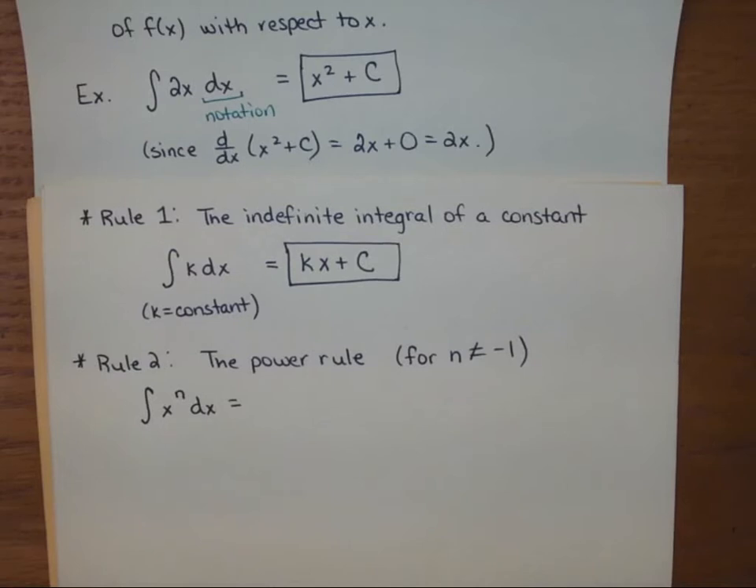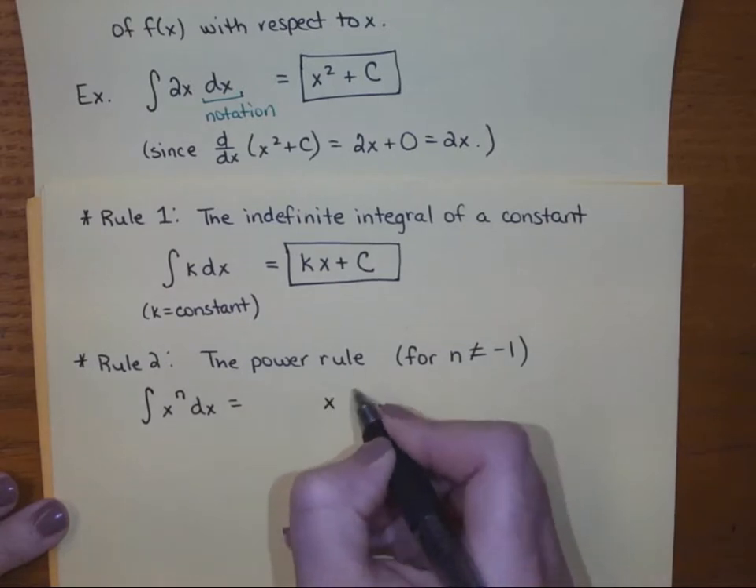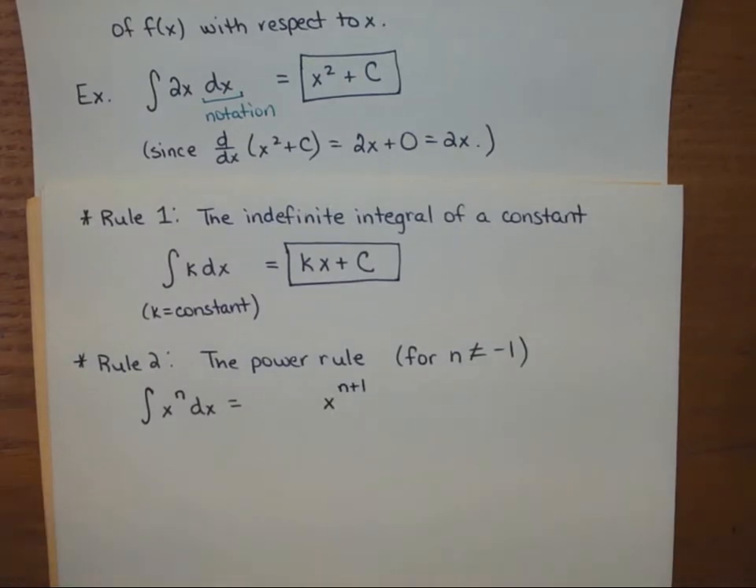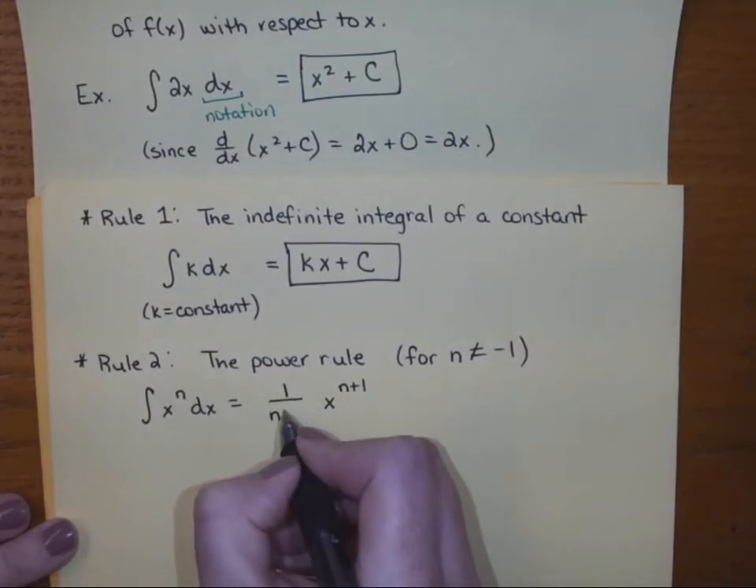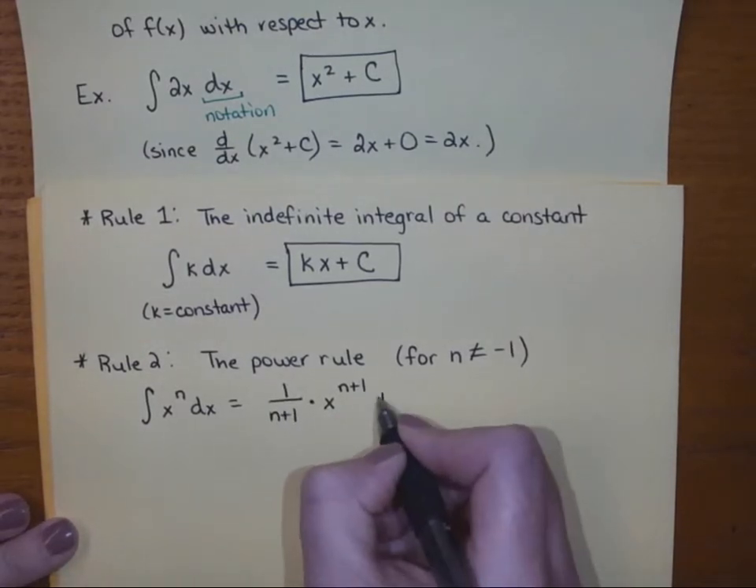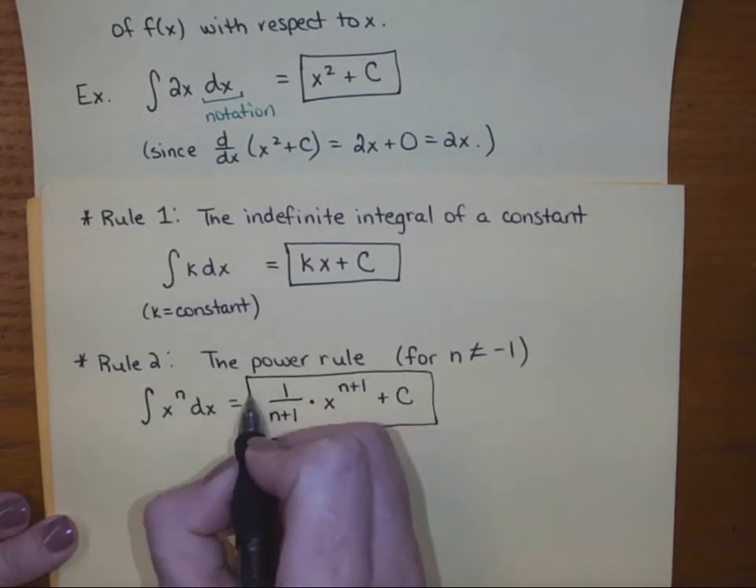So remember our rule for derivatives, right? We move the power to the front and we reduce the power by 1. Well, the rule for antiderivatives is, leave a little space here. We're going to bump the power up by 1 because we're going backwards. And then we're going to multiply by 1 over that new power. And then we always end it in a plus c so that we have all the forms.